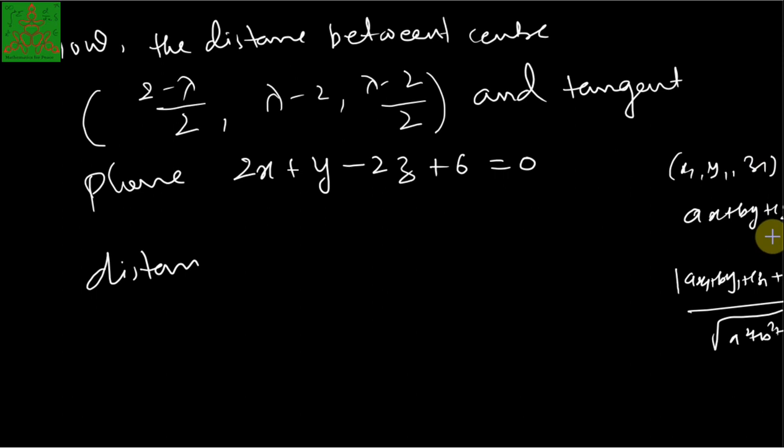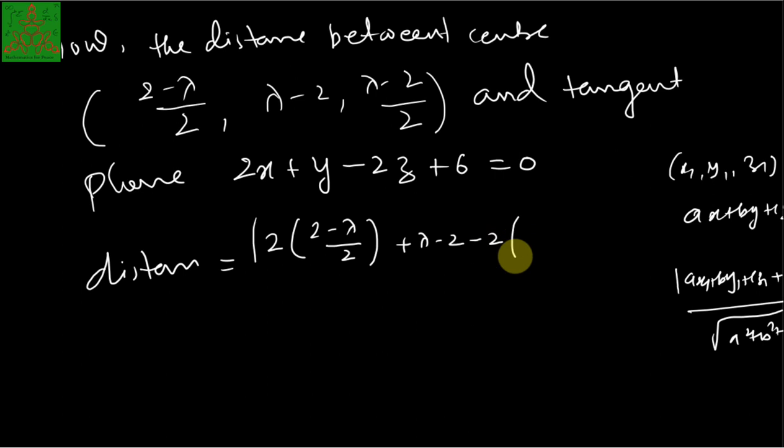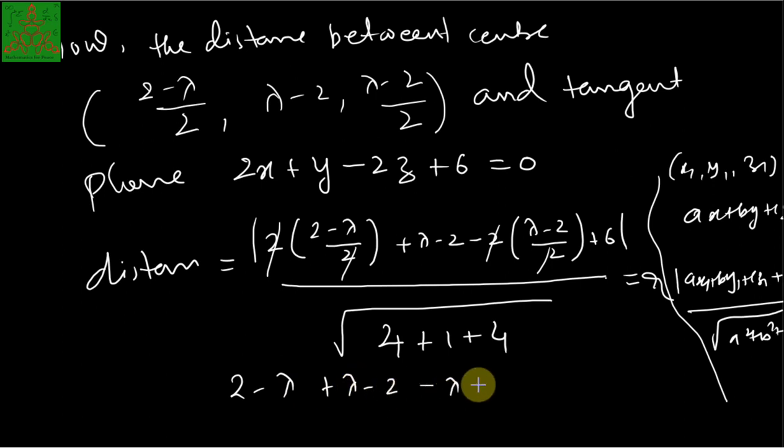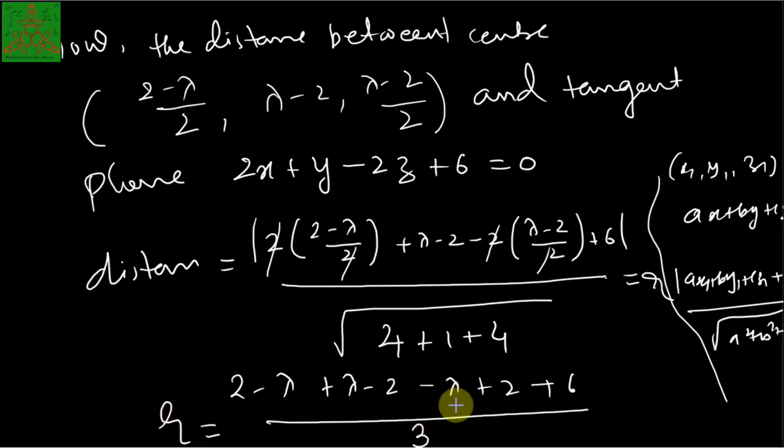So here this is the point of contact, and this is the plane. The distance between these two will be 2 into (2 minus lambda upon 2) plus (lambda minus 2) minus 2 into (lambda minus 2 upon 2) plus 6, upon square root of 4 plus 1 plus 4, and this is equal to the radius r. Let me calculate this quantity first and then we'll equate it with r. So this 2 will get cancelled, this 2 will also get cancelled. So this will give you 2 minus lambda plus lambda minus 2 minus lambda plus 2 plus 6 upon square root of 9, which is 3. One lambda will get cancelled, one 2 will get cancelled. So we'll have mod of lambda plus 8 upon 3.